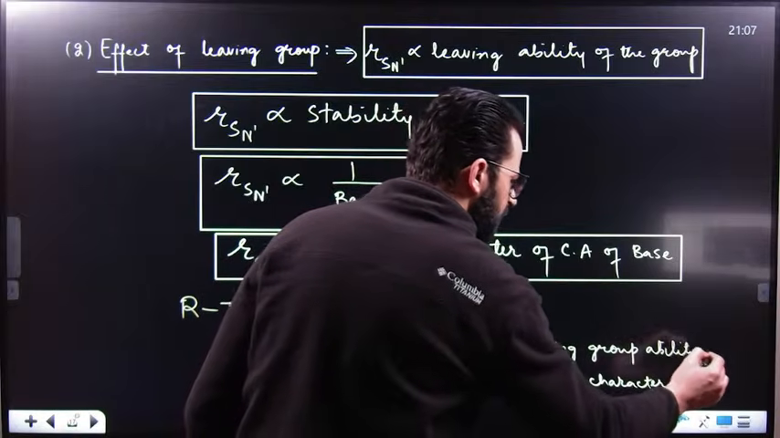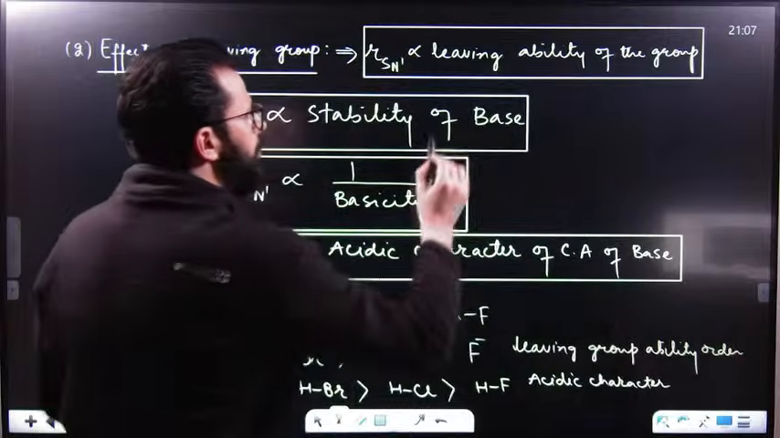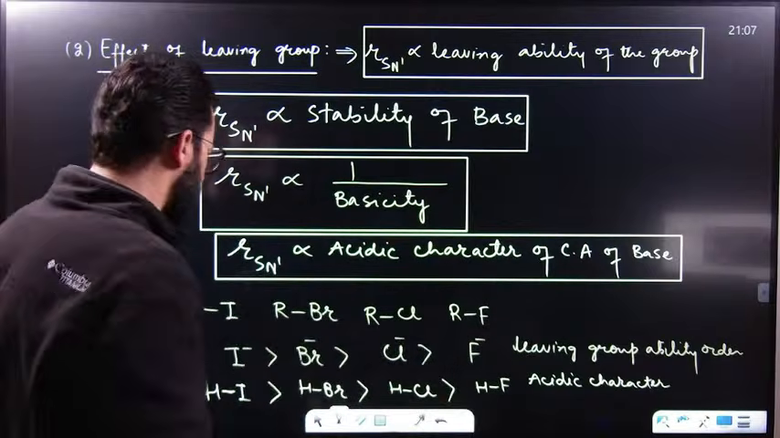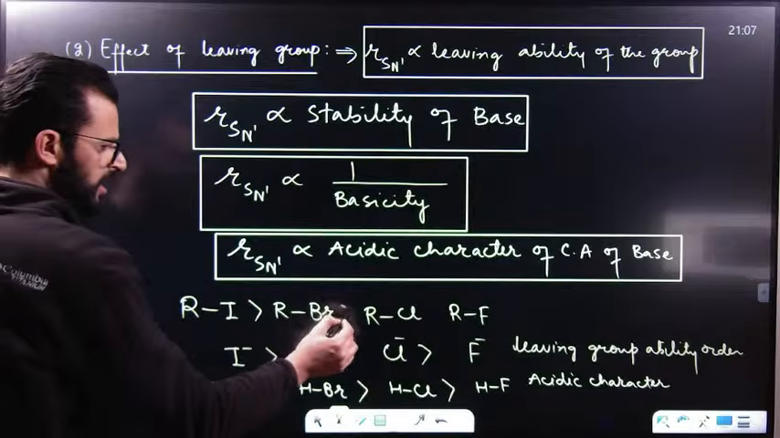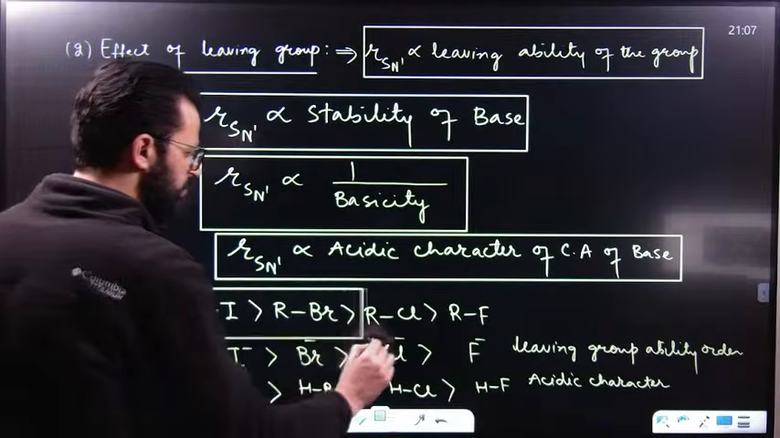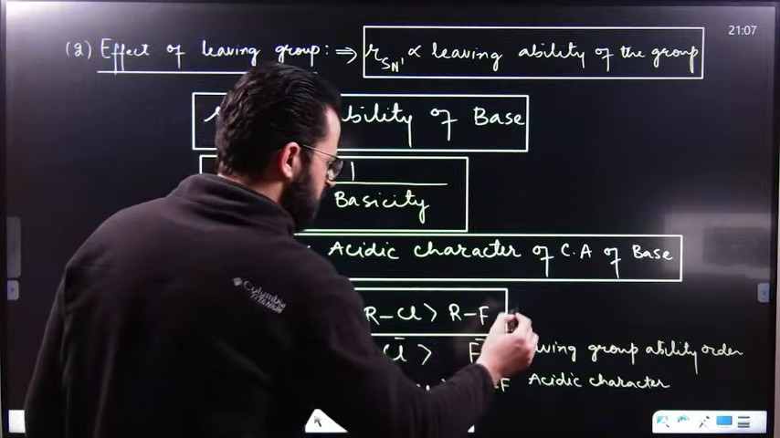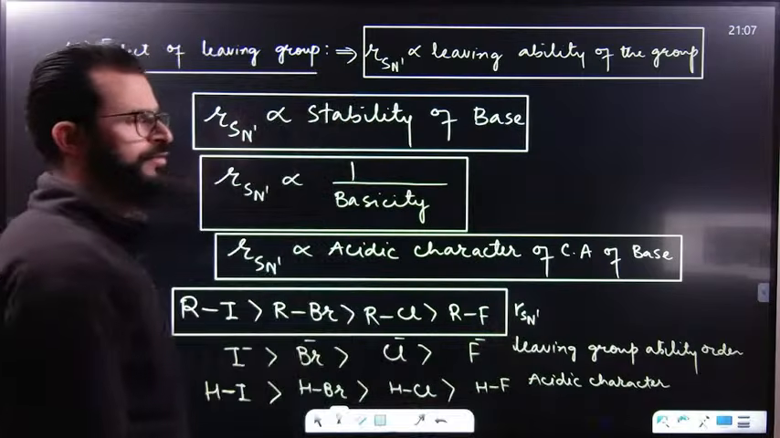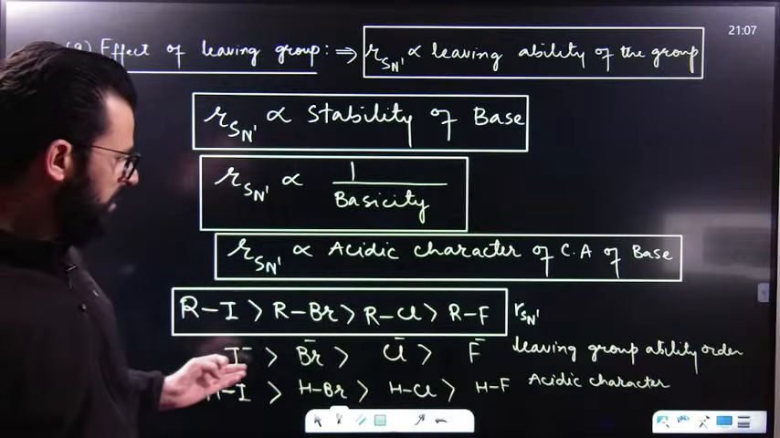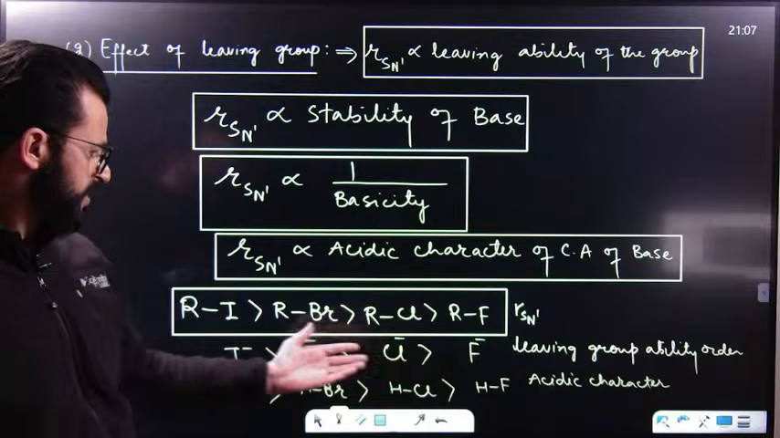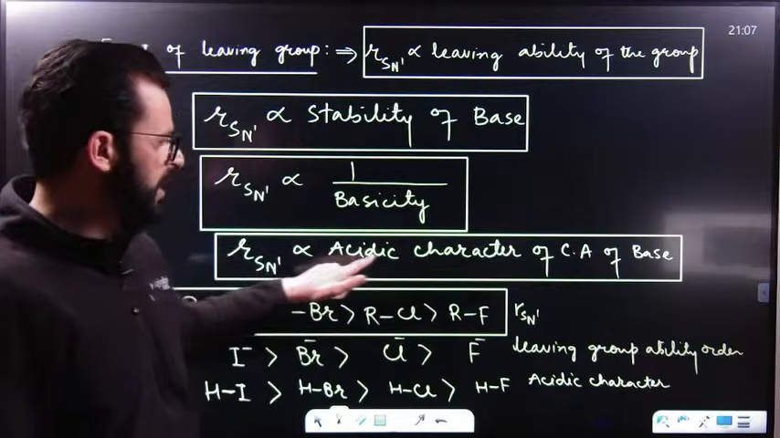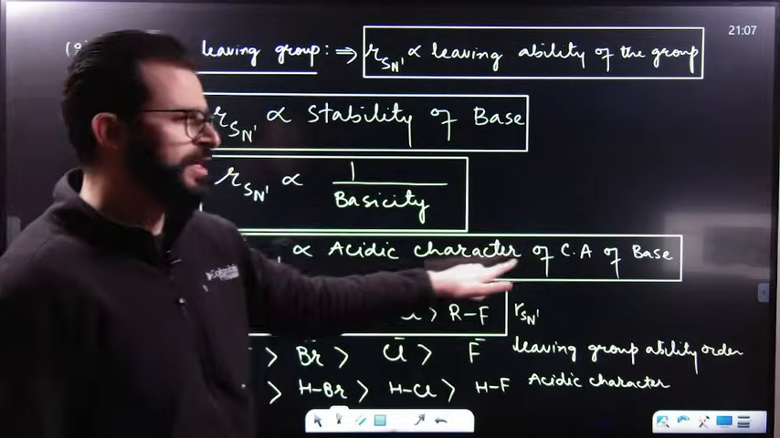So we have to calculate the leaving group ability order. It is directly proportional to this. So this is the order, and this will be the leaving group ability order. Therefore, RI shows faster SN1 as compared to RBr, as compared to RCl, as compared to RF. So this will be the order for rate of SN1. I hope this is clear. So whenever you have to find out rate of SN1, first of all, simply find out the leaving group ability order. But the leaving group ability order can be calculated with the help of this or this or this. I have used this formula right now.